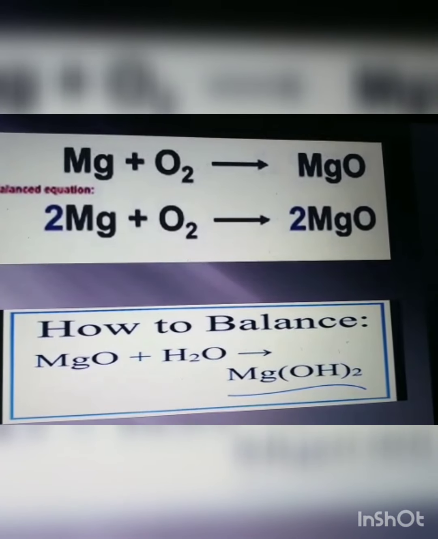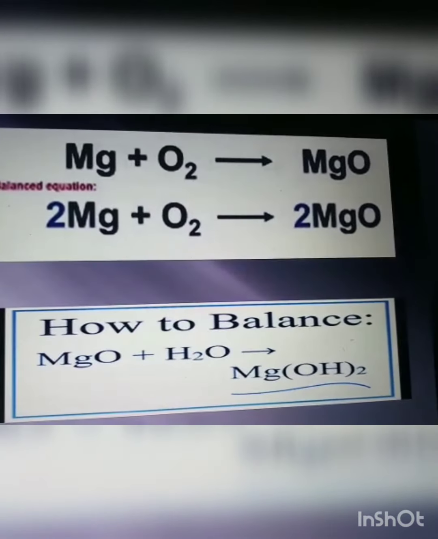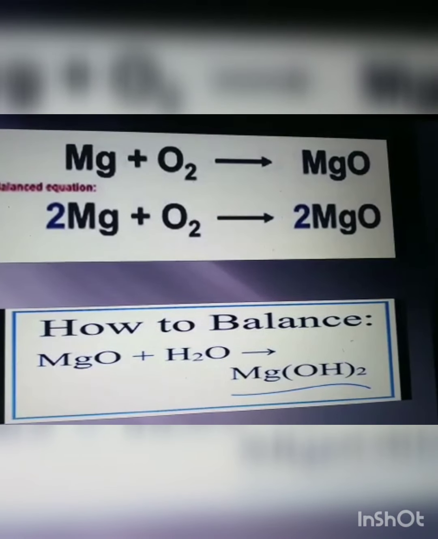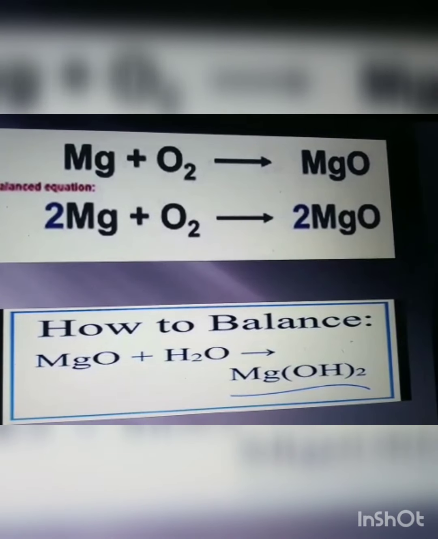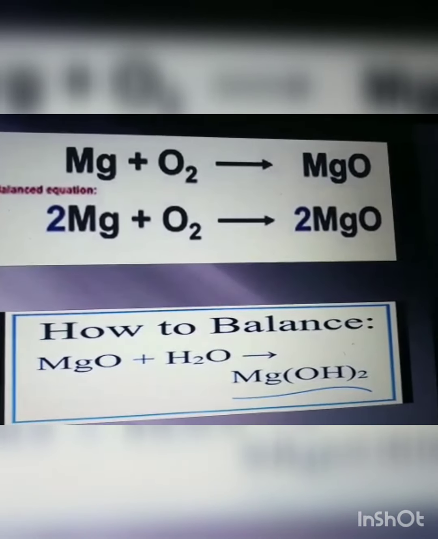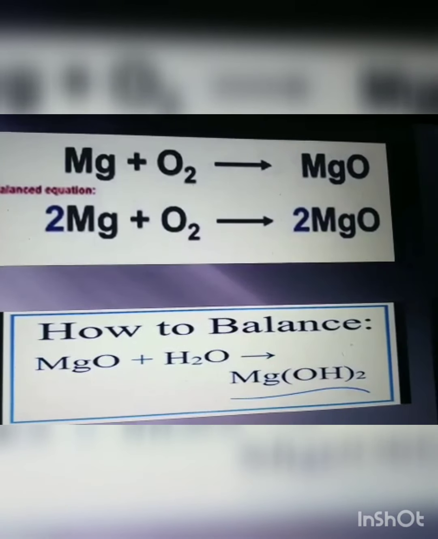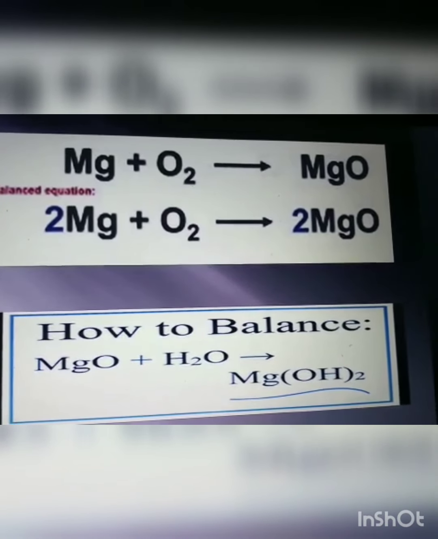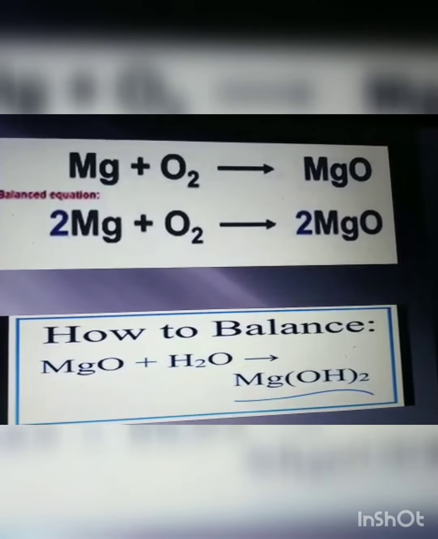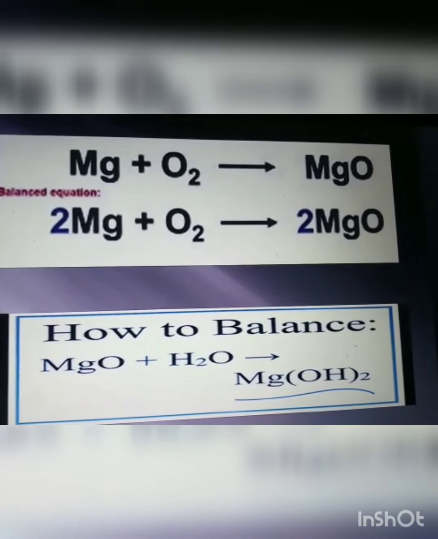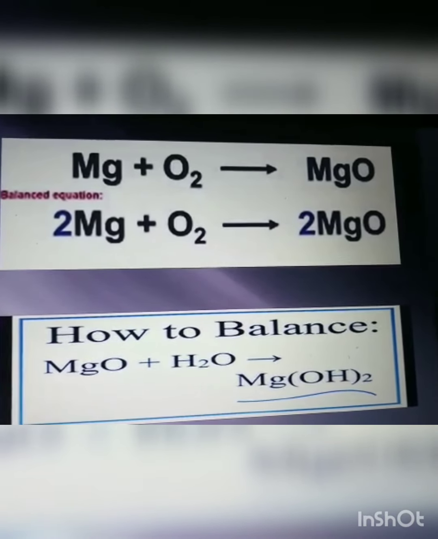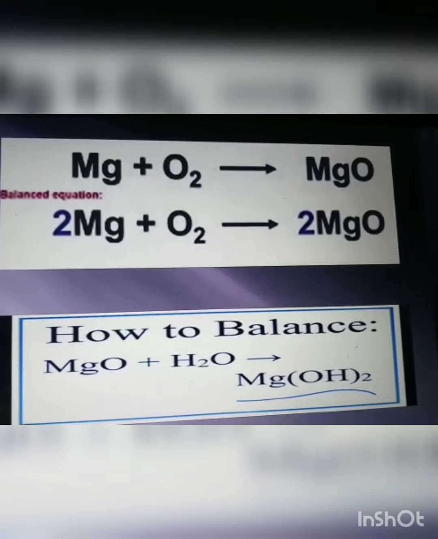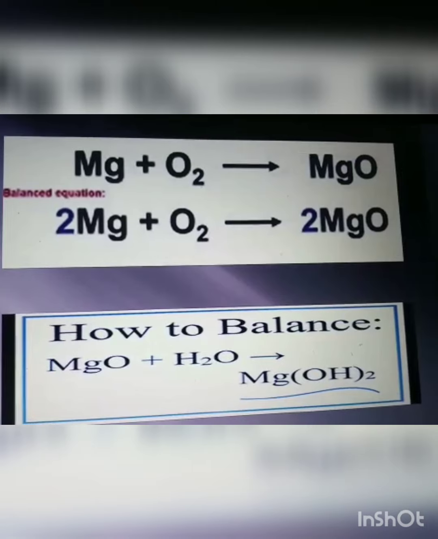Now, we are going to discuss how this chemical equation can be balanced. See, recall the law of conservation of mass. What is the law of conservation of mass? That is, mass can neither be created nor destroyed in a chemical reaction. That is, the total mass of the element present in the products of a chemical reaction has to be equal to the total mass of the element which is present in the reactants.